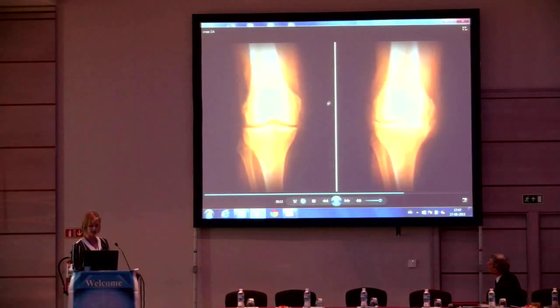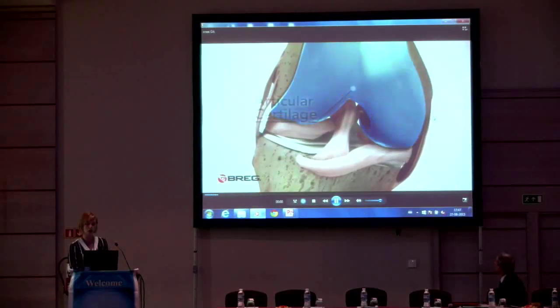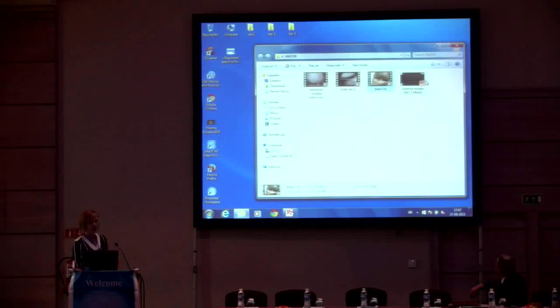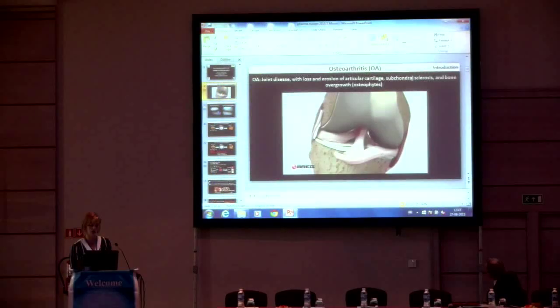you will see the difference between the normal knee and osteoarthritic knee. And in the osteoarthritic knee, you see that the whole joint is actually deformed. And then on one part we have a complete loss of the cartilage.